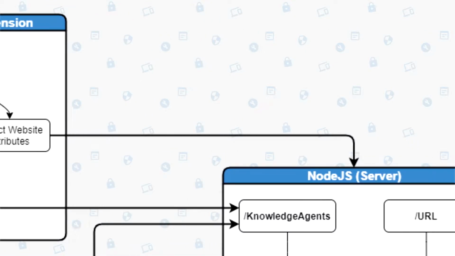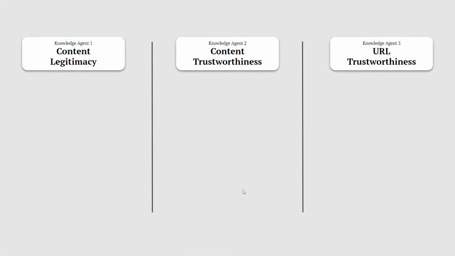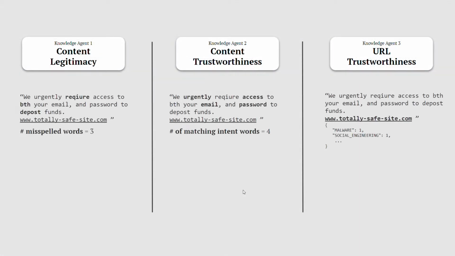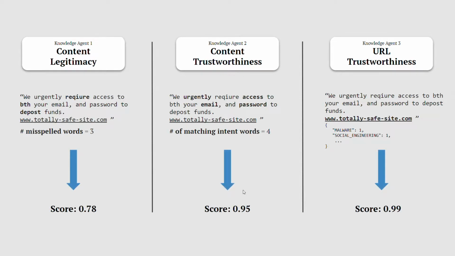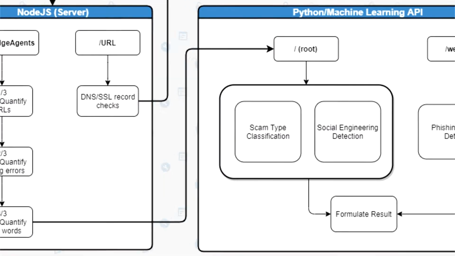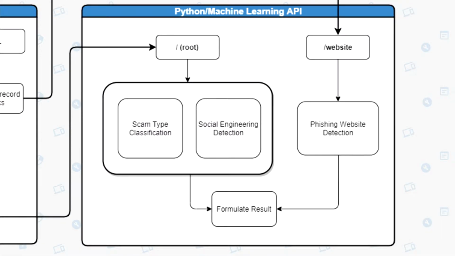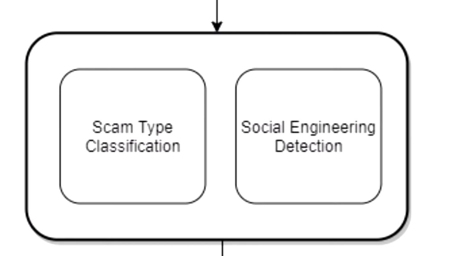Next, we go to our server. The server obtains the data from the front-end gateways and assesses its legitimacy and trustworthiness. This is quantified into inputs for the machine learning API, which is then used to predict a social engineering attack. The machine learning API runs two models concurrently.